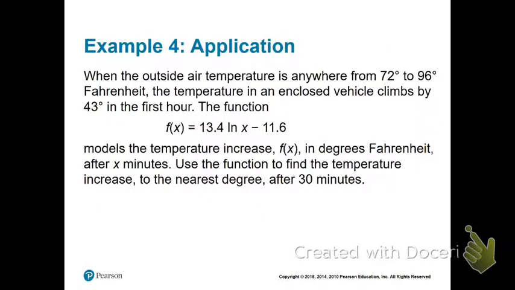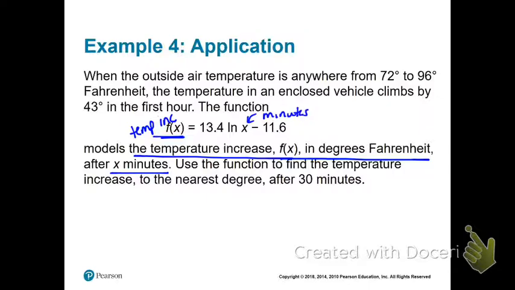And then here's an example. It says when the outside air temperature is anywhere from 72 to 96 degrees Fahrenheit, the temperature in an enclosed vehicle climbs by 43 degrees in the first hour. The function, given there, models the temperature increase f of x in degrees Fahrenheit after x minutes. Use the function to find the temperature increase to the nearest degree after 30 minutes. Alright, so they gave us an equation here. So what does f of x represent? Well, it says f of x is in degrees Fahrenheit, so I need to go backwards. It's the temperature increase. And what does x represent? Well, it says x minutes, so it's our number of minutes.